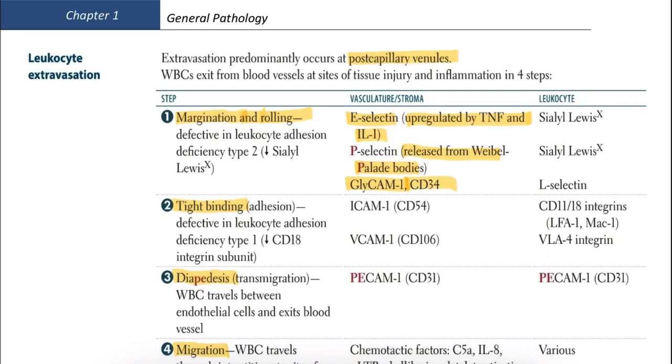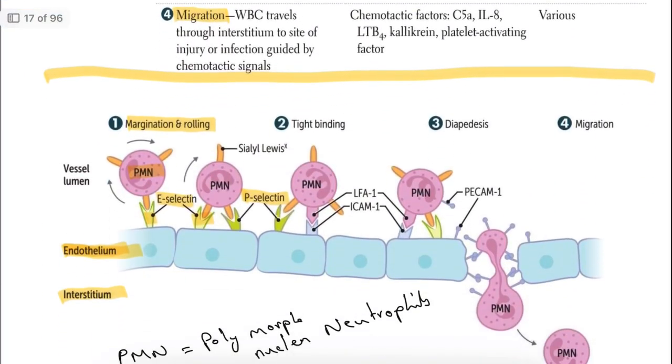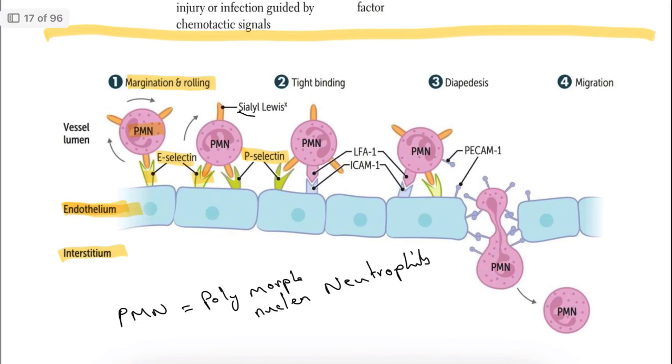Okay, so in these leukocytes, if any patient has leukocyte adhesion deficiency type 2, then we can see decreased Sialyl-Lewis X. What is the main importance of this Sialyl-Lewis X? It mainly binds to selectins. If that Sialyl-Lewis X is not there, then that patient will get this process deficiency. Okay, and we can see L-selectin also.